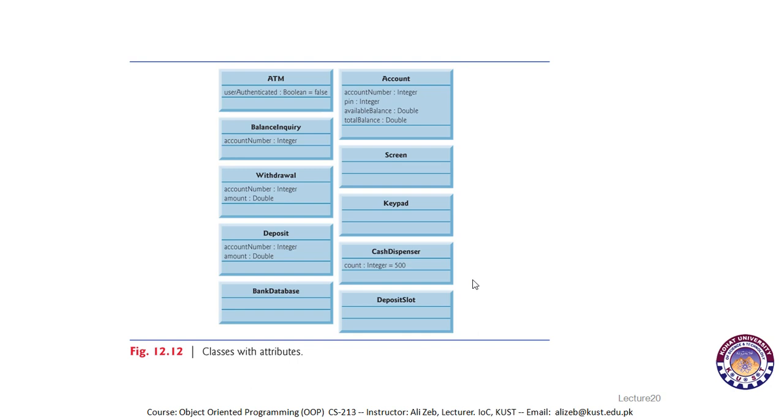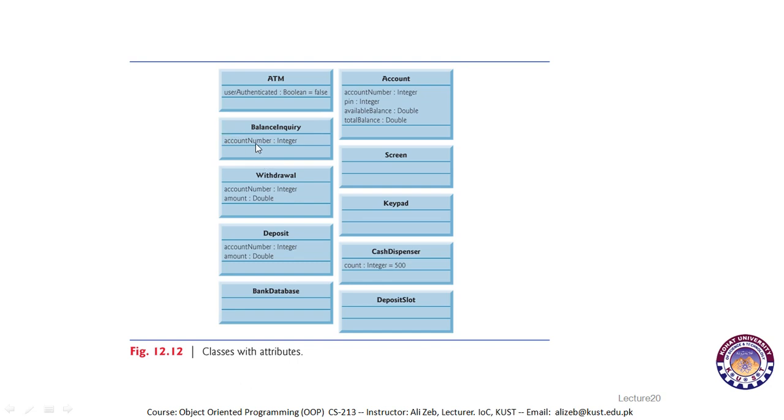Now this is the updated form of our class diagram. We have added the initial attributes that we have identified for our classes. So user authentication is a boolean value. We can indicate that the default value for the boolean would be false. So initially any user is not authenticated unless he or she enters the correct details for their account. The account will have an account number. As we can see, we can display the details: the account number is the name of our variable, and this is the data type of our variable, then the PIN code, the available balance and the total balance.